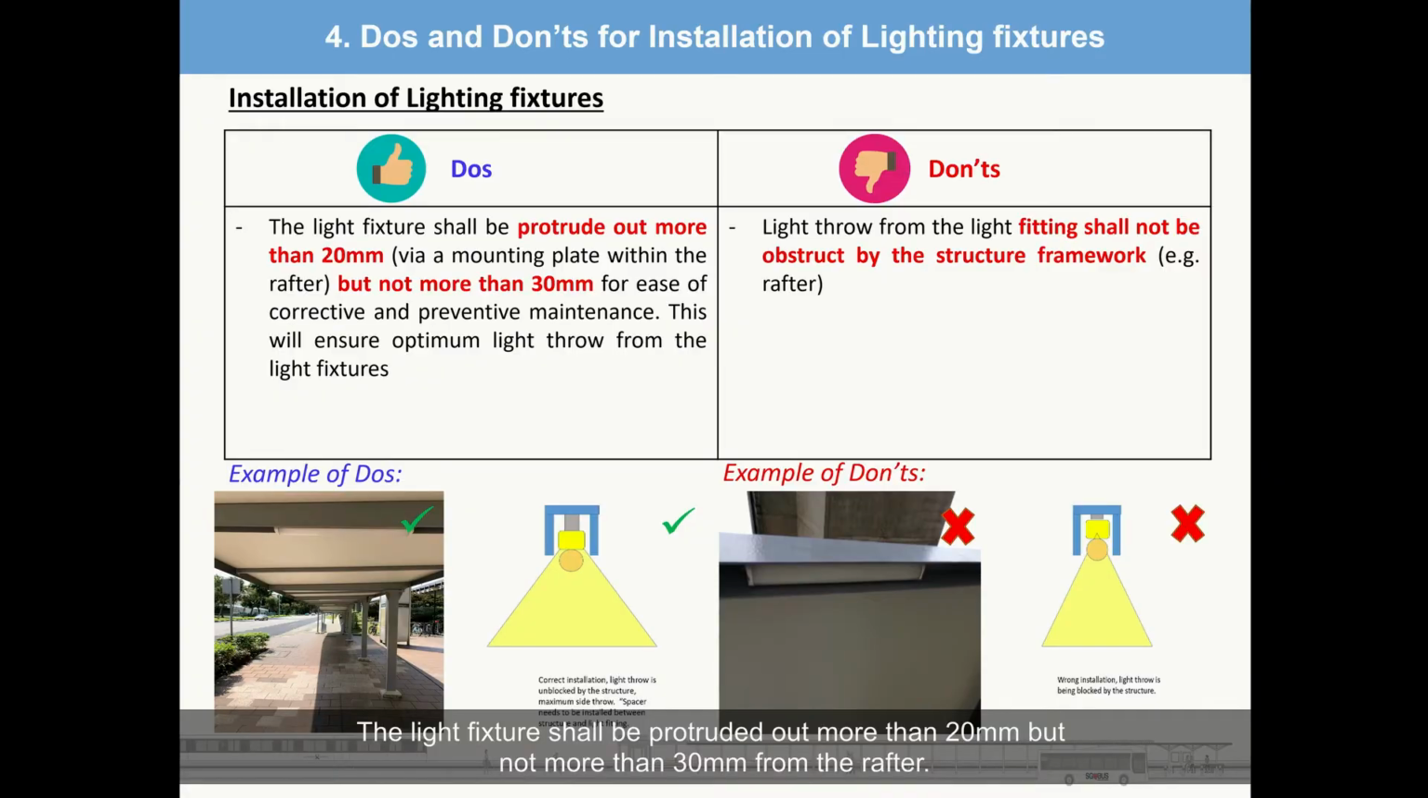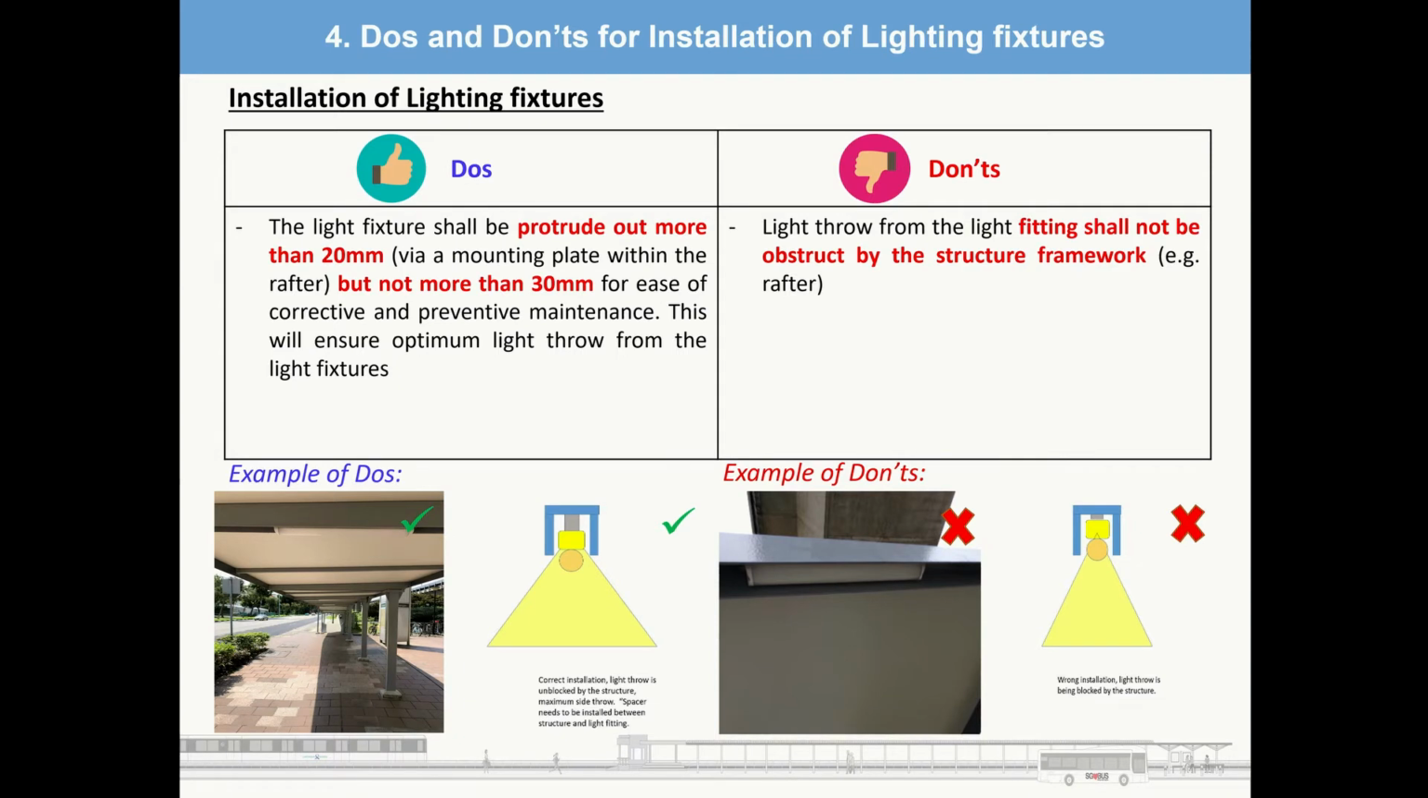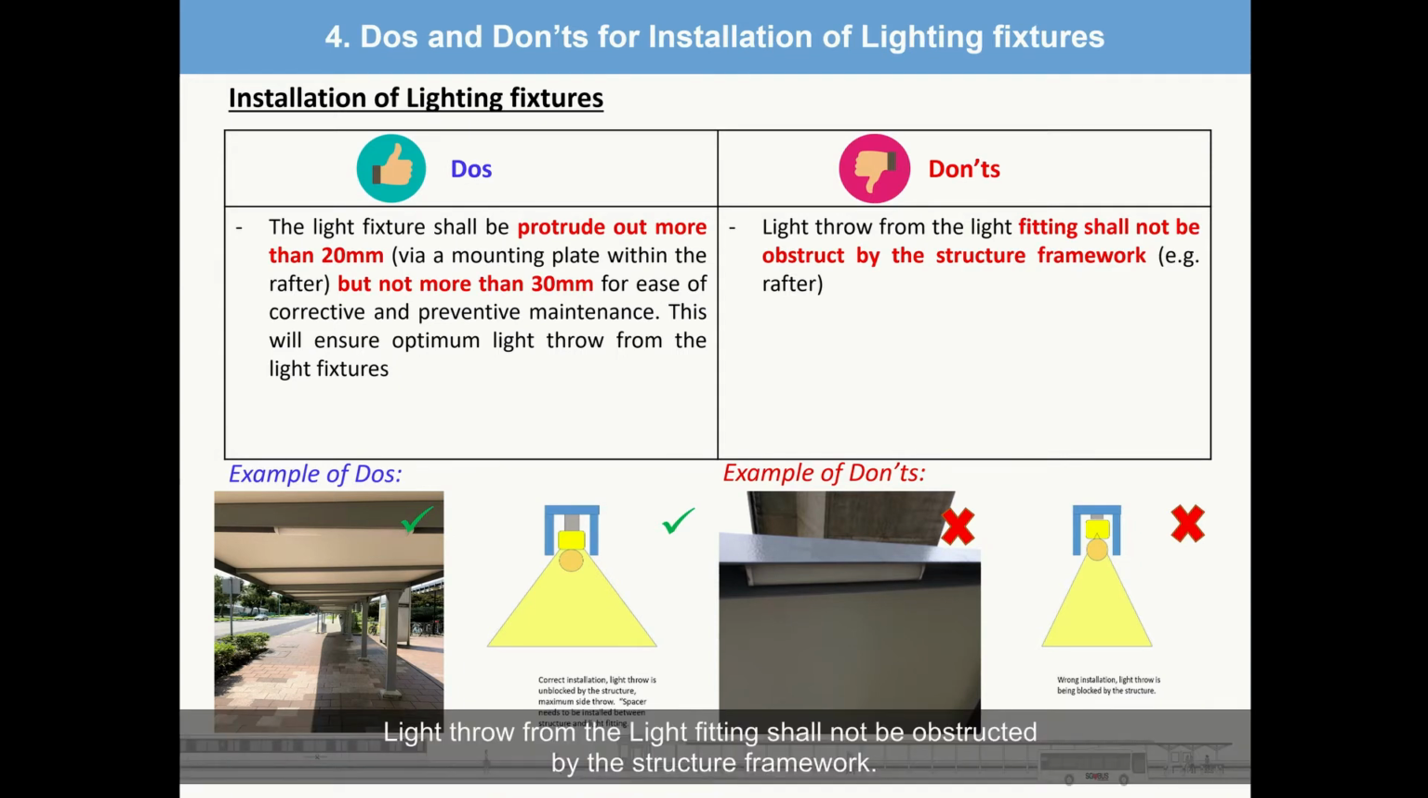The light fixture shall protrude more than 20 mm, but not more than 30 mm, from the rafter. This is for the ease of corrective and preventive maintenance. By doing this, it will also ensure optimum light throw from the light fixtures. Light throw from the light fitting shall not be obstructed by the structure framework.